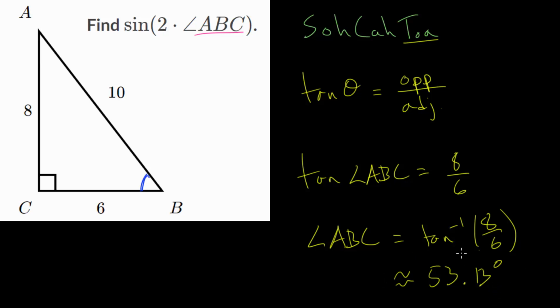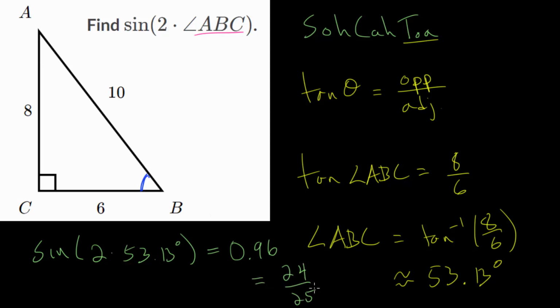Now that we have this angle, we can just double that and plug it into our sine function. So we have the sine of twice this angle, which is approximately 53.13 degrees. When we use our calculator, we plug this in to get the decimal of 0.96, which is 24 over 25. So either of these answers here should be fine.